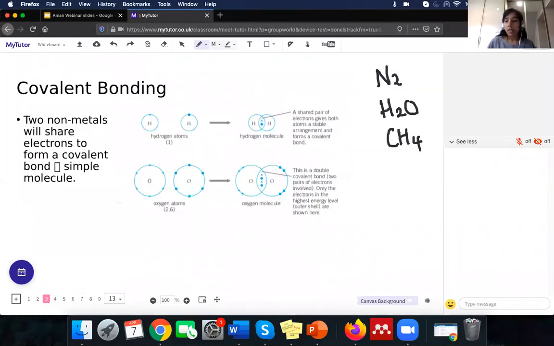So let's go back to this slide then. We know it's two non-metals, and the other thing to think about is what's happening with the electrons. In ionic bonding, a metal will give its electrons to non-metals, who will then gain electrons. But in covalent bonding, these non-metals are sharing electrons, and that's really important, and we're going to come on to what that means in the next slide.